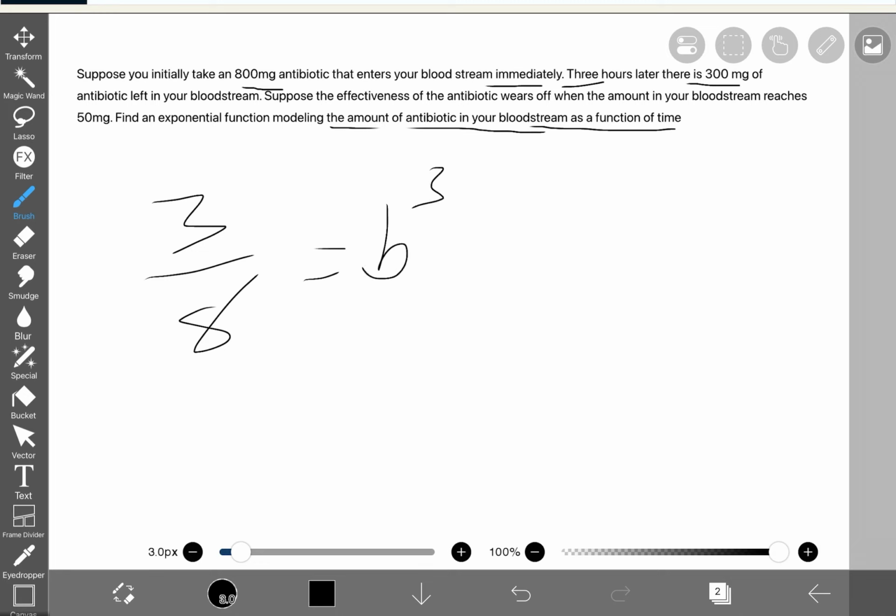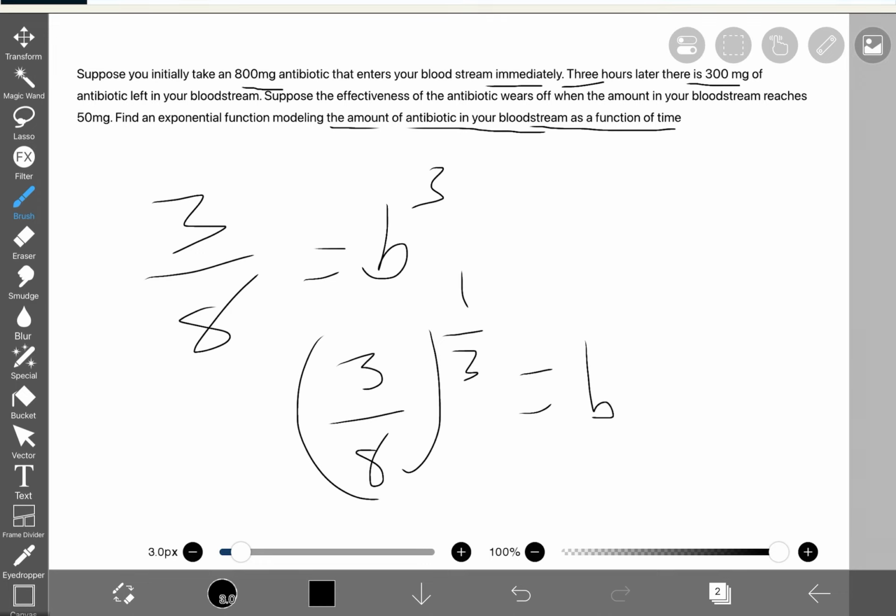And from there, you can find out that 3/8 to the 1/3 is going to be equal to b. Again, I don't really have a calculator right now, so I'm not going to compute that.